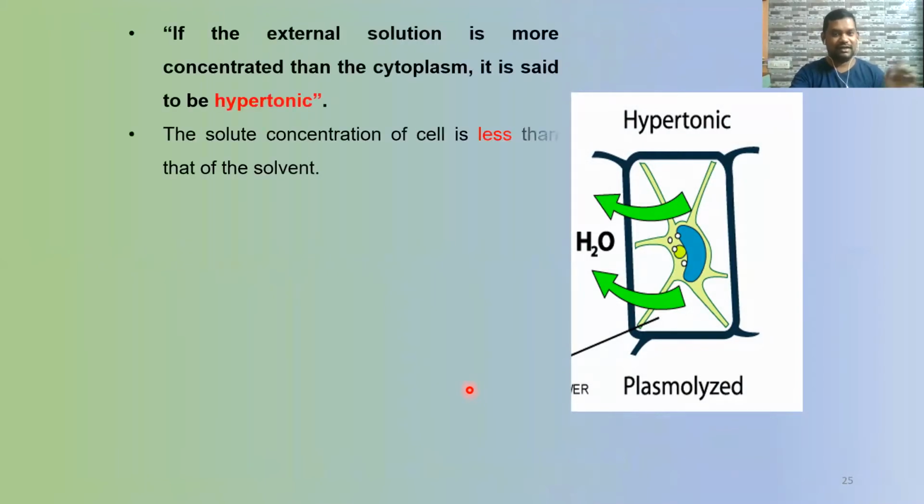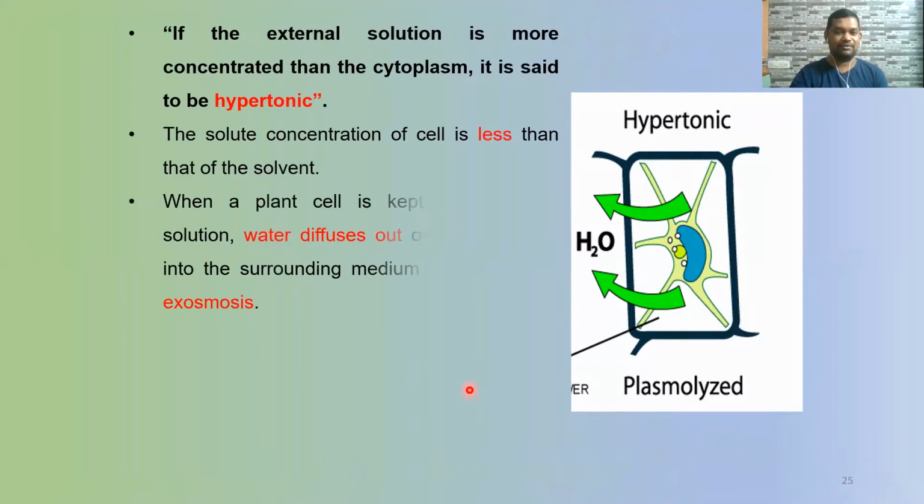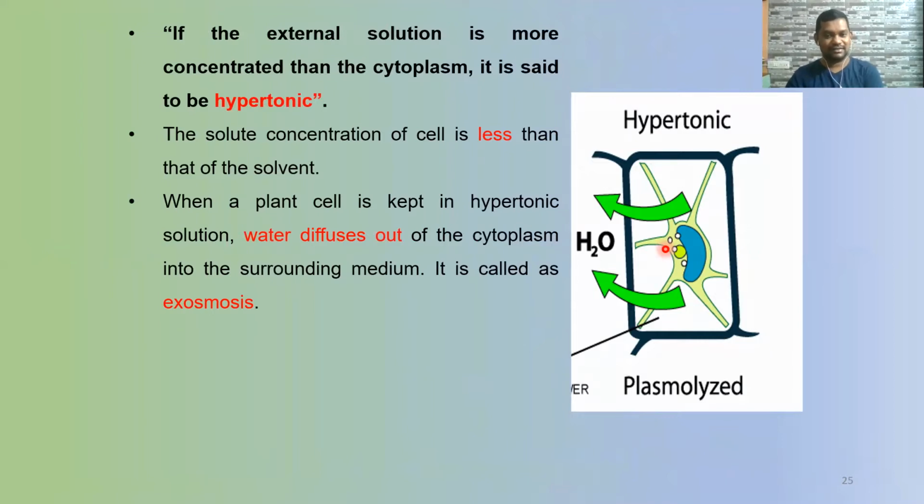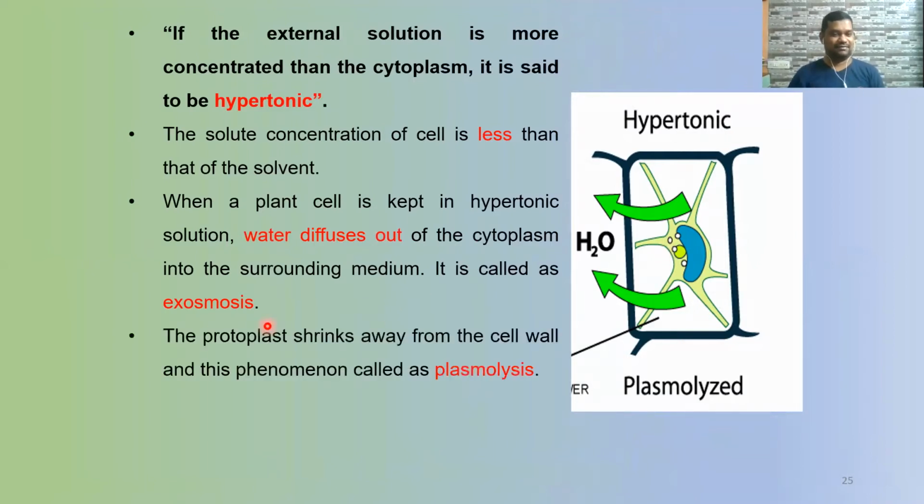So in a hypertonic condition, what will happen? You can see the direction now. Exactly the reverse will take place. Water is more inside, so more water will just move out. Moving out, exo, that's why exosmosis. So when the water content inside the cell decreases, the protoplasm will shrink.